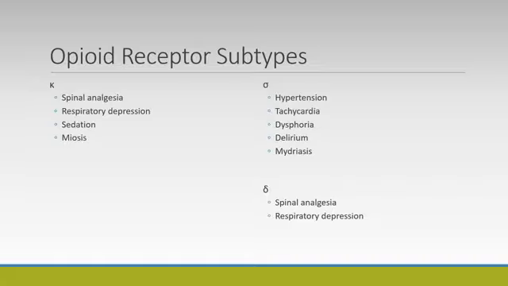Here we can see some of the other opioid receptor subtypes. We see kappa, with some spinal analgesia and, once again, respiratory depression. As you look at the other ones, we can see hypertension, tachycardia, dysphoria, a little bit of spinal analgesia, and respiratory depression at the bottom. We get some activity at these receptor subtypes, as well as the mu receptor subtypes, with a lot of our opioid agonists. Some other medications have activity here as well, such as ketamine. We get a little more kappa activity with ketamine as well as mu, and so we can get some analgesic effects from some other medications as well.